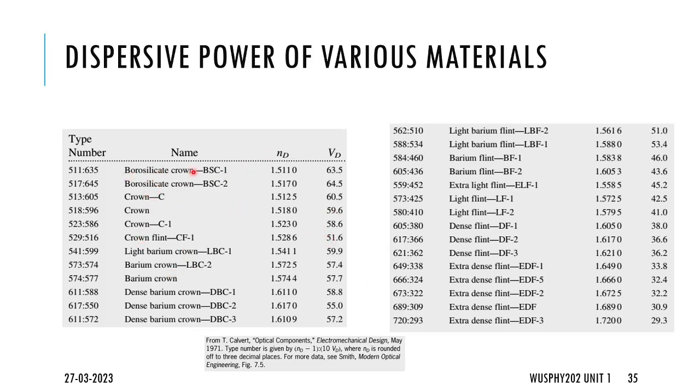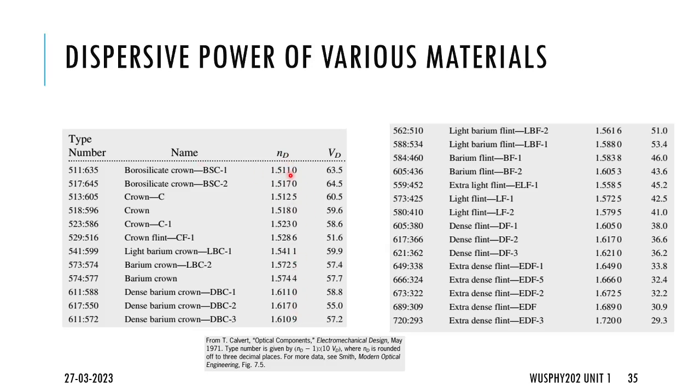So borosilicate crown glass of a different number, BAC1, BAC2, then crown flint glass, barium crown glass, dense barium crown glass, and so on. So people make glasses of various categories. What is shown over here, ND, is the refractive index for yellow color. N is refractive index, suffix D. D stands for sodium D line. Sodium D line means the sodium vapor lamp, 5893 angstrom average, or 589.3 nanometer. For that wavelength, this is basically the refractive index for yellow color.